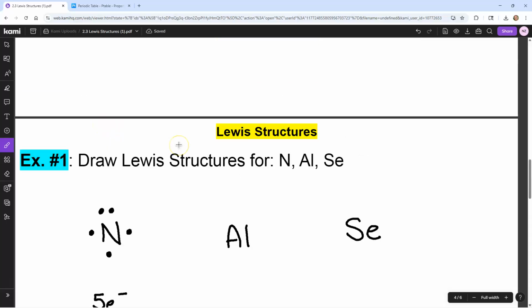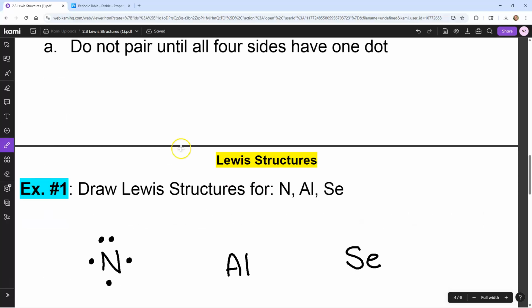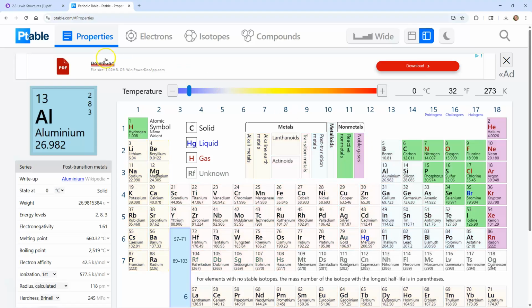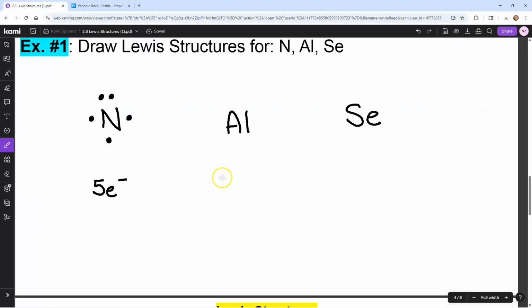Okay, let's go ahead and do aluminum next. So, oops, I meant to switch to my periodic table. So aluminum is right here. So again, we're going to count from left to right. 1, 2, all the way across. Aluminum is in the third column here, group 13. So it's going to get 3 valence electrons, or 3 dots. So 1, 2, 3. And it's okay that that left side doesn't have any dots.